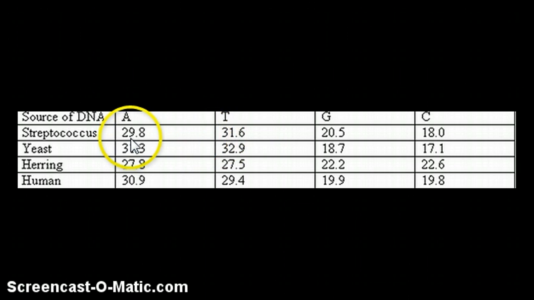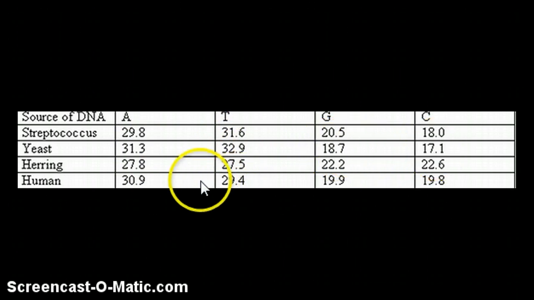Now, 29.8 and 31.6 might not seem very close. However, compared to guanine and cytosine, which are closer to 20, and these are percentages, closer to 20%, those are more equal to each other, while adenine and thymine are more equal to each other. And that's true in every organism. So 31.3 and 32.9 are closer to one another than 18.7 and 17.1.